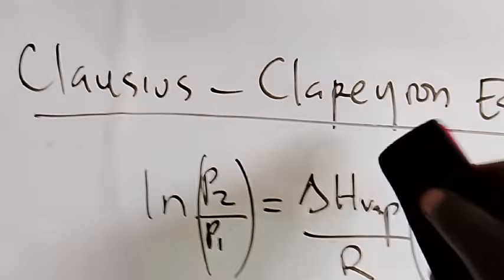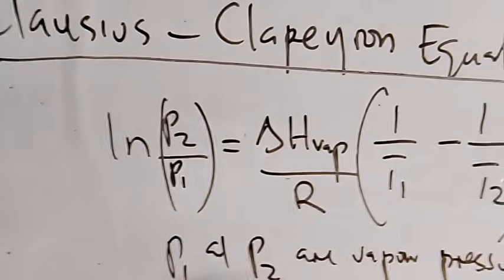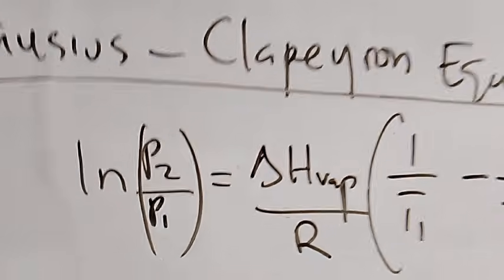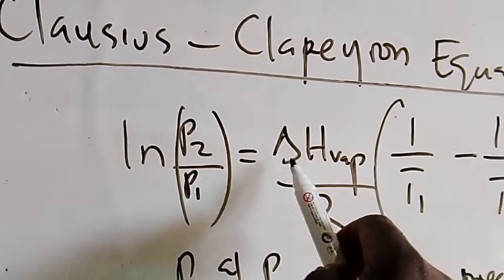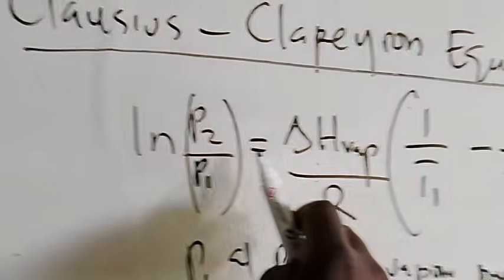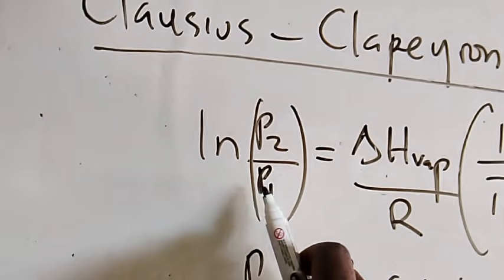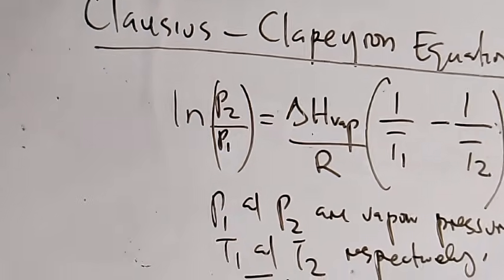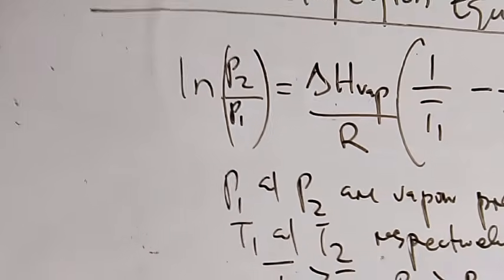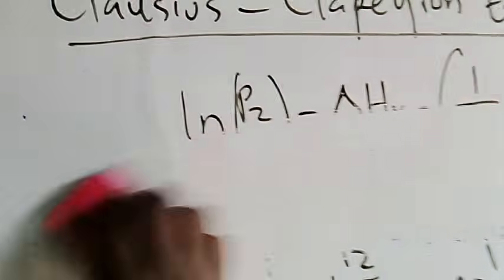It's the one you use in chemical kinetics for activation energy. If you want to calculate the activation energy, you simply replace here with EA, then K2, K1. So it's easy to remember. It's the same equation, so you can adopt this one. Okay, so let's have an example.